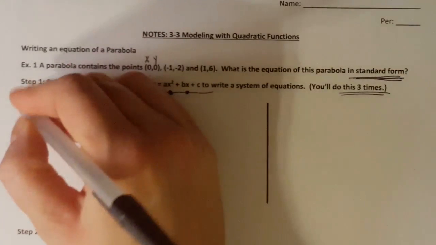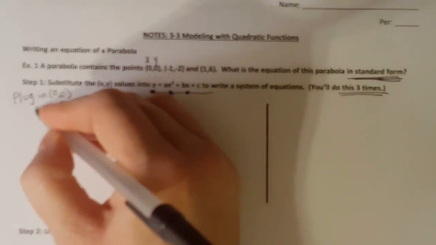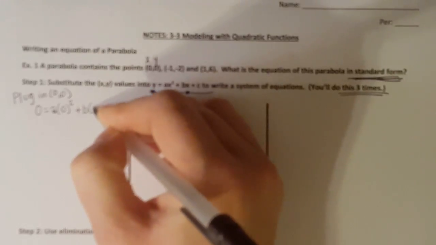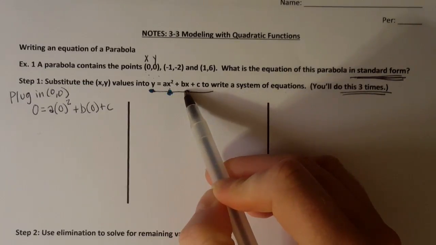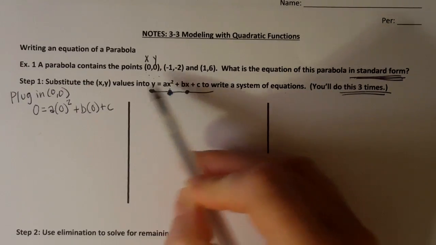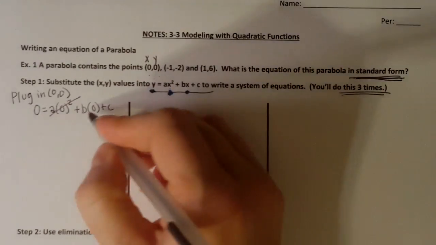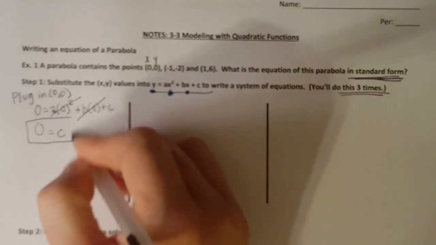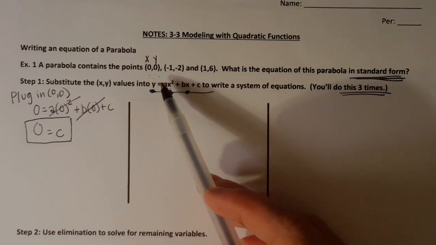So I'm going to first plug in (0, 0). I get 0 equals a times 0 squared plus b times 0 plus c, from right here, y equals ax squared plus bx plus c. Each of the x's become a 0 and the y becomes a 0. Okay, simplifying, anything times 0 cancels out to 0, and it leaves me with 0 equals c. If one of your points is ever (0, 0), that's the one you want to start with first because it's really handy and it comes out nicely and you can find the c value.